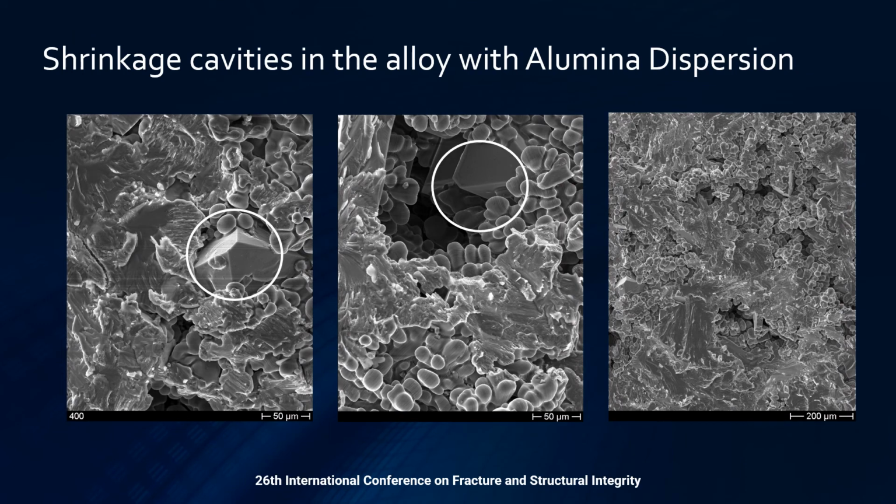Apart from these issues, by observing the fracture surface, we can also highlight that there are shrinkage cavities present in the alloy with alumina dispersion. Upon closer inspection, it can be noticed that inside the cavities there is a particular kind of crystal shape represented by the circles, which we think is formed due to the addition of alumina. The presence of these crystal shapes, characterized by the presence of edges, could also affect the behavior of the alloy, but we need to study more about their nature, their formation, and their effect on the alloy. These kinds of structures are not present inside the cavities of the alloy without alumina dispersion.